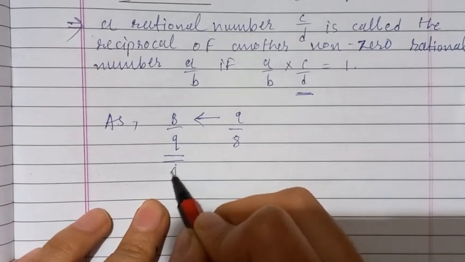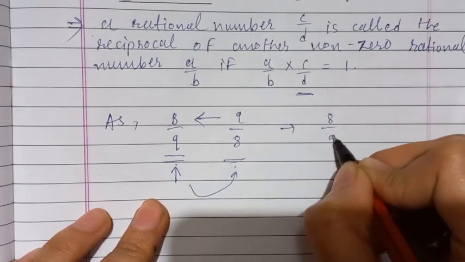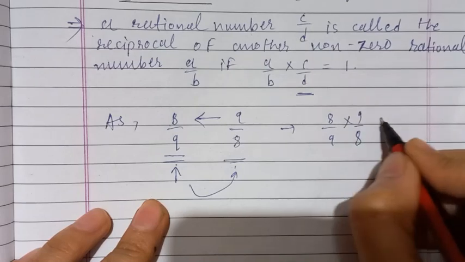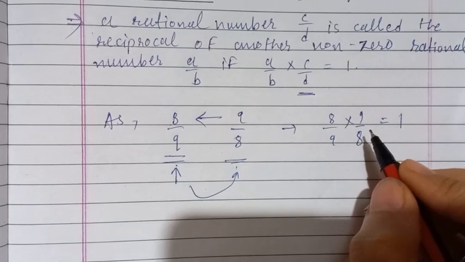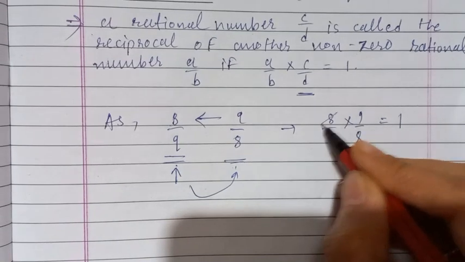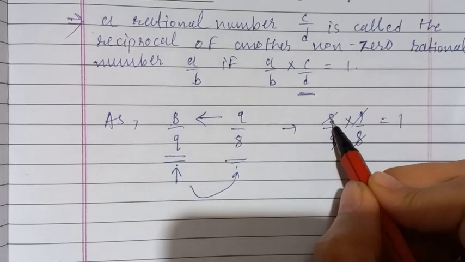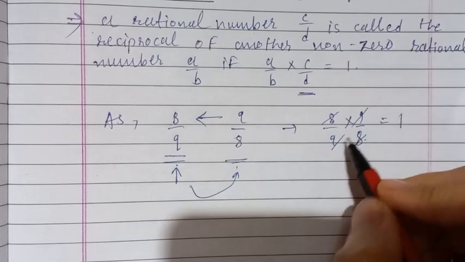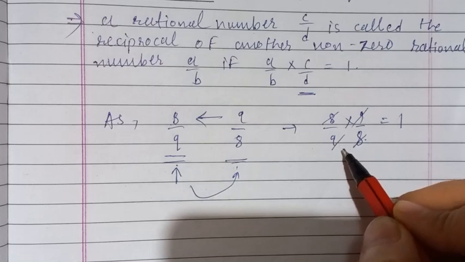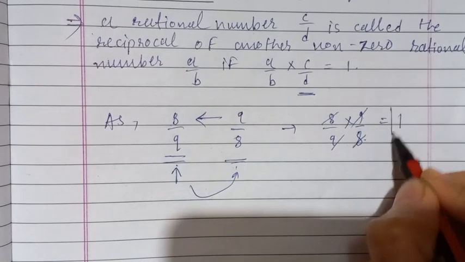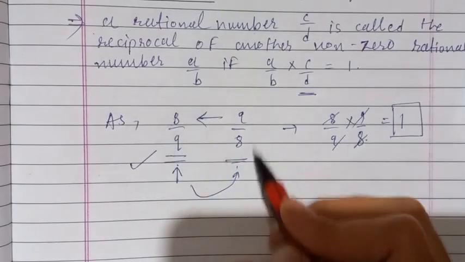This is one rational number, and this is its reciprocal. If we multiply these two, we will get 1, because whenever we have the same digits at numerator and denominator, we can cancel them out. So we cancel 8, 8 and 9, 9. In simple words, we divide 8 by 8 and get 1, and we divide 9 by 9 and get 1. So 1 into 1 is 1. So it is right that the reciprocal of 8 by 9 is 9 by 8.